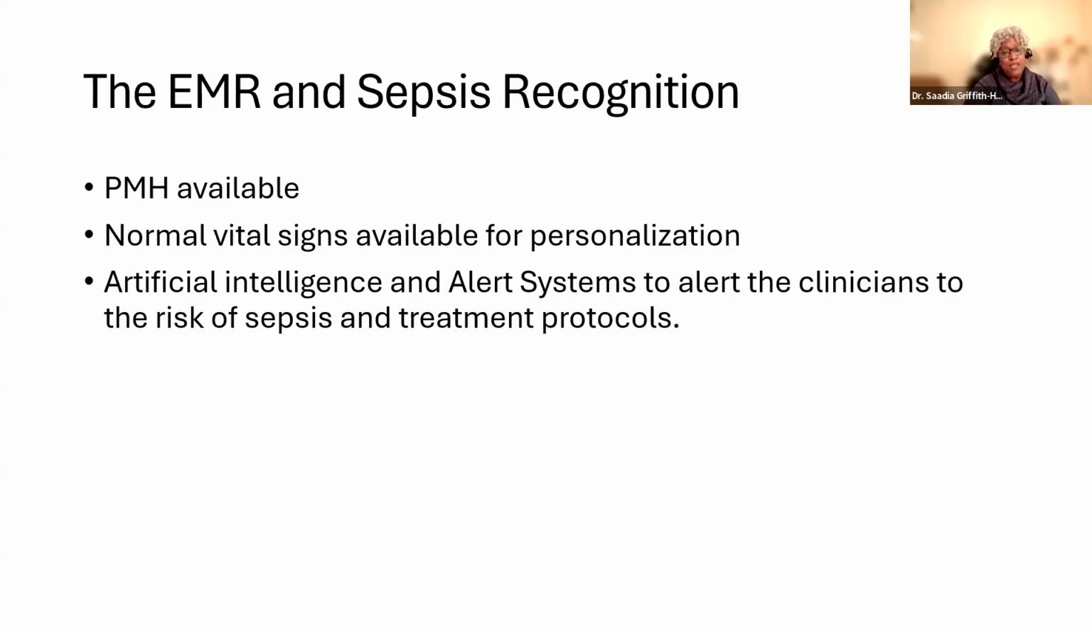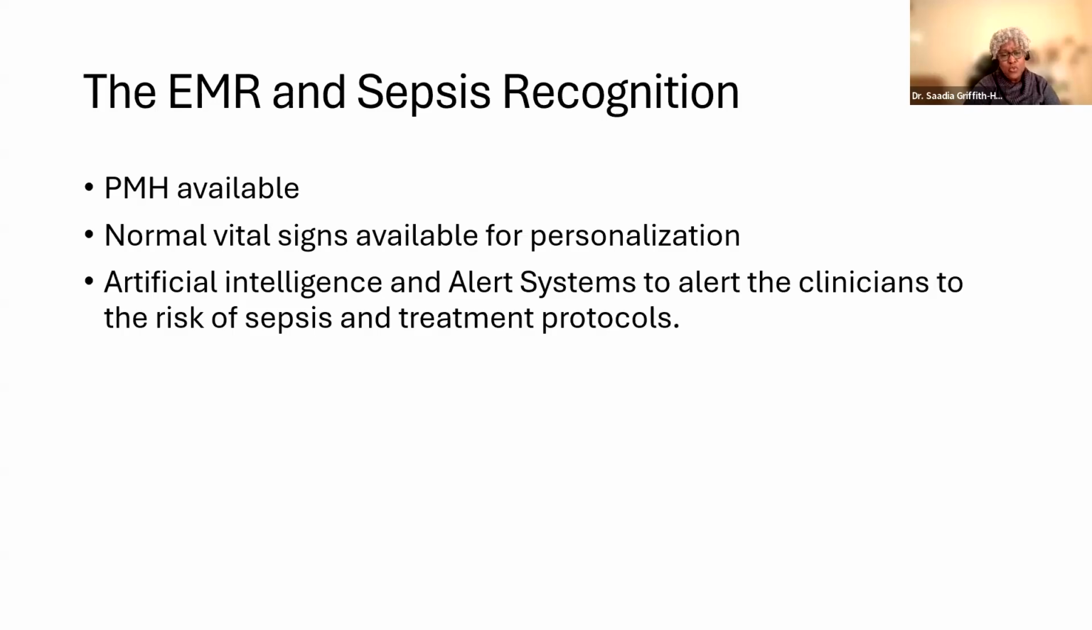And the third thing about the electronic medical record is there have been several studies and tools developed that use artificial intelligence and alert systems to alert clinicians to the risk of sepsis, and also present treatment protocols for them. So you may have a situation where the EMR is able to look and say, this patient fits 2 criteria for sepsis, or 2 criteria for the Q-SOFA score, or 2 criteria for SIRS. Do you want to take action, physician or healthcare provider? So they've done some studies around this.